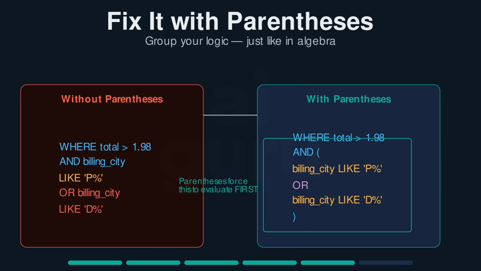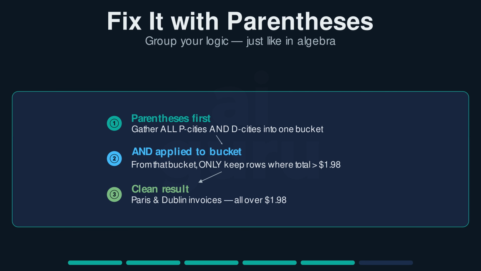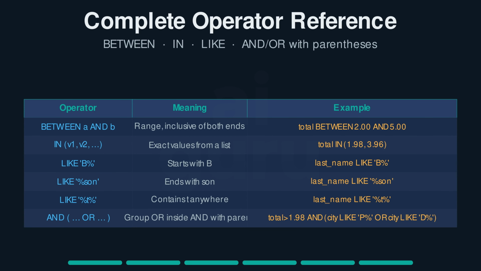That makes total sense. Now, the database has to look inside the parentheses first. It gathers a big pile of all the P cities and D cities. Then, once it has that specific pile, it applies the $1.98 minimum to the whole group. Using parentheses whenever you mix AND and OR is literally the only way to guarantee the machine is actually executing your human intent. It's amazing how literal it is.